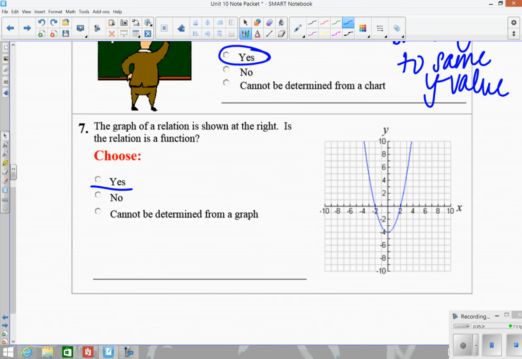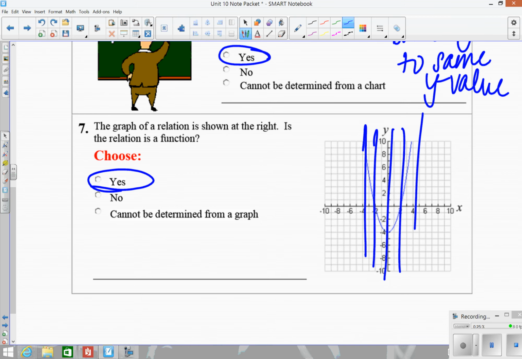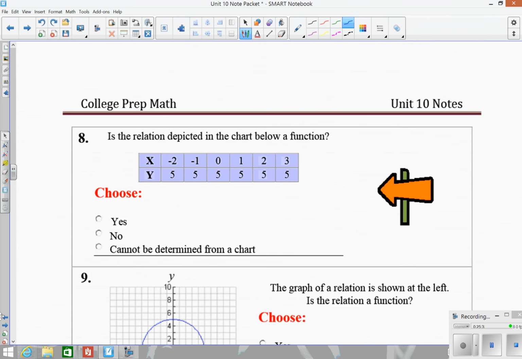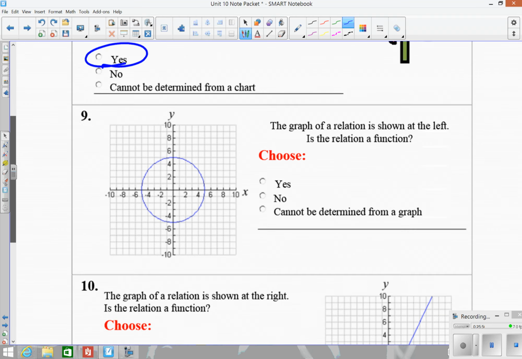This is a parabola, because any vertical line you draw will only hit once, so that is a function. This one, number 8, is the relation a function? Yes, it is, because here we have all different x values, so each input only has one output. Even though they all have the same output, each of them only goes to one thing.